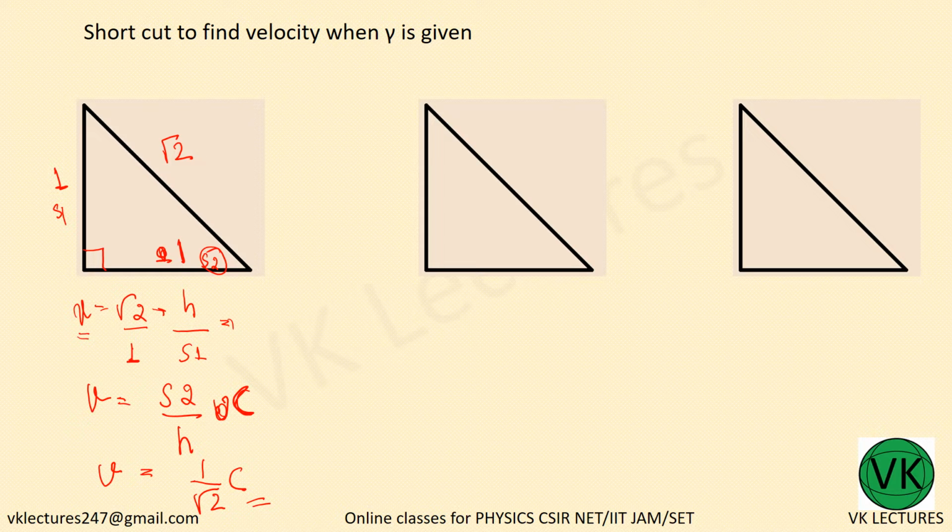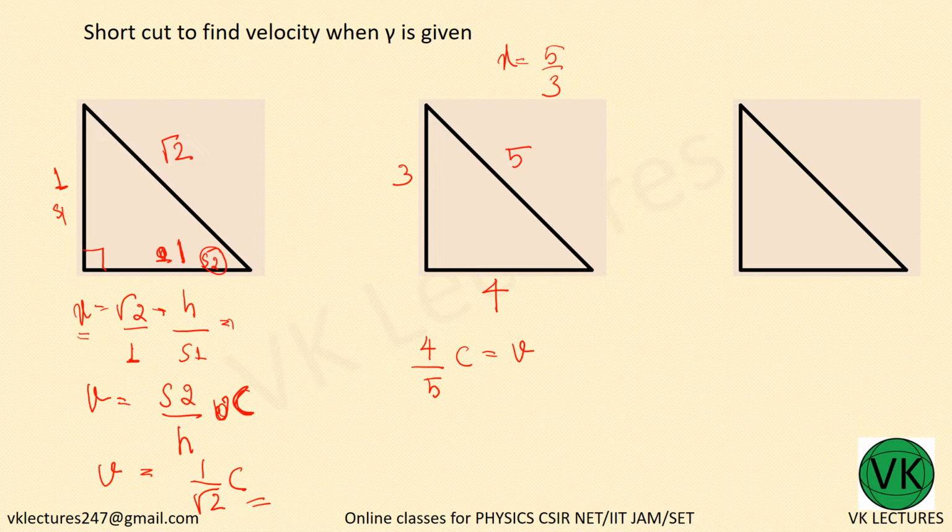Another example: let us take gamma equal to 5 by 3. We know 3, 4, 5 is a Pythagorean triplet. So 5 is the hypotenuse, 3 is one of the sides, and the other side will be equal to 4, right? So 4 divided by hypotenuse, into c, this is equal to v. So this is the speed when gamma equals 5 by 3.